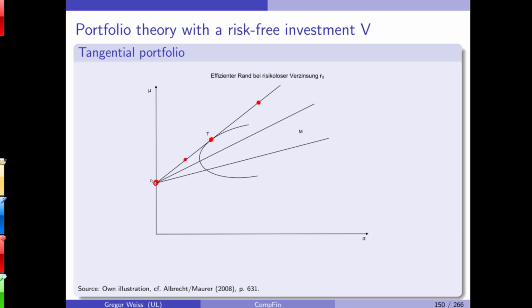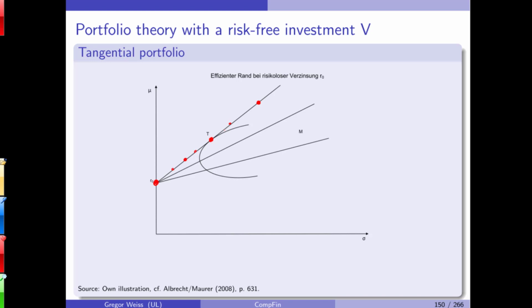If you're completely, infinitely risk averse, you will choose this point here. It will be on the tangent line. If you are risk friendlier, you will choose a point here or here or here, but all investors to some extent will invest in the risky tangent portfolio. Why is it called Tobin separation? You can separate two decisions, more or less, the consumption and the investment decision. The investment decision can now be delegated to a portfolio manager.